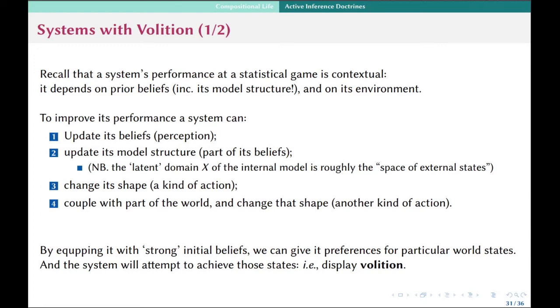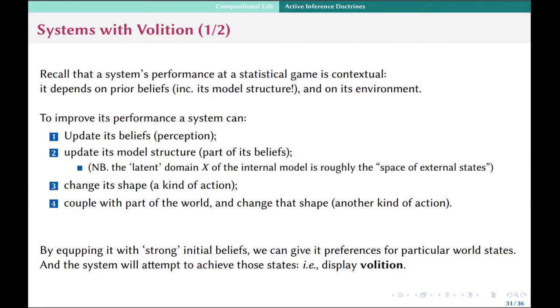Okay, and so by equipping the system with strong internal beliefs, like beliefs with low variance around a particular state, we can give it preferences for those states. And then the system will attempt to achieve those states, and in doing so, display something like volition.